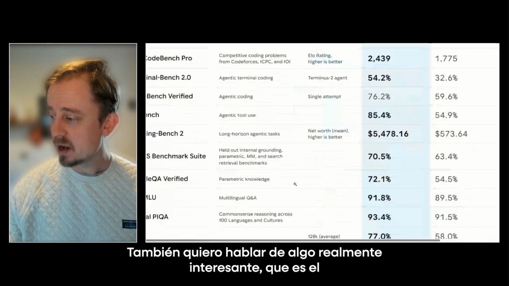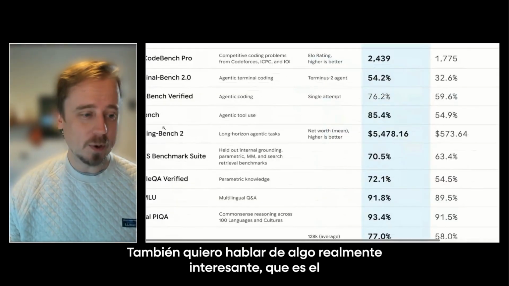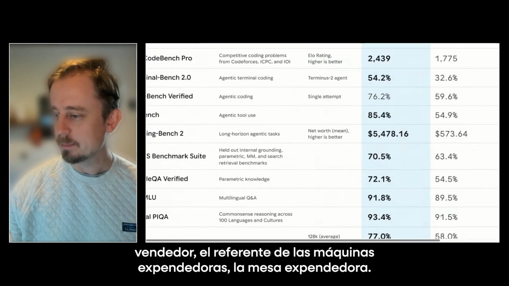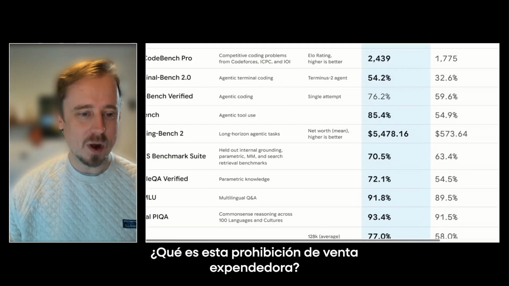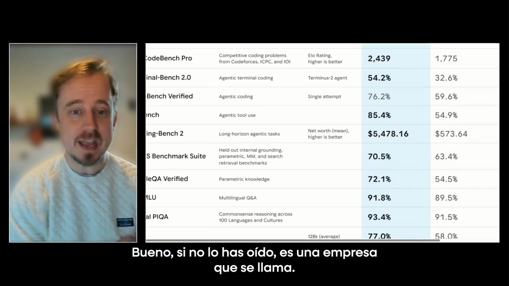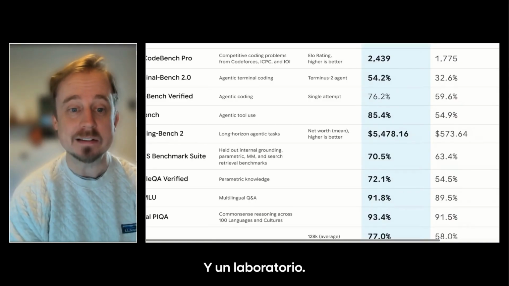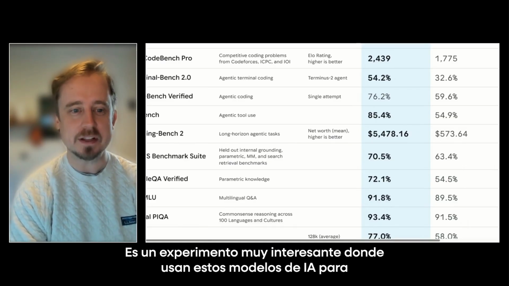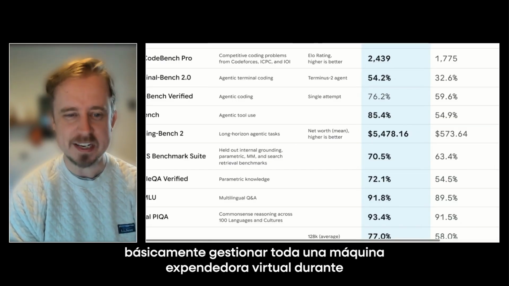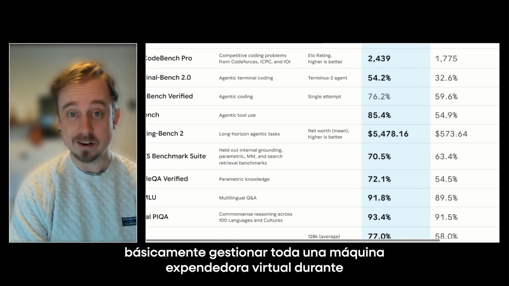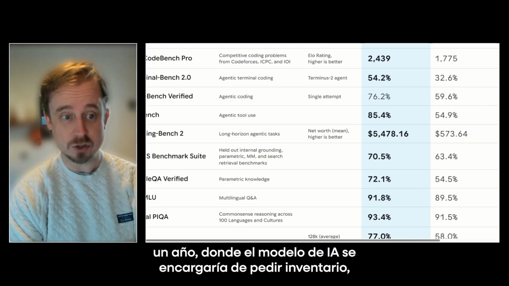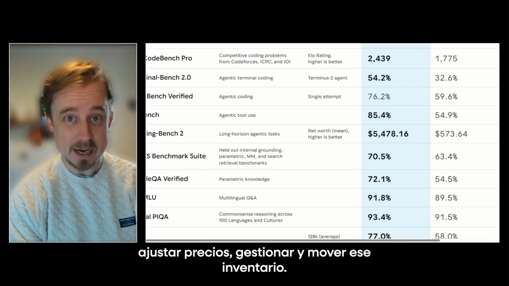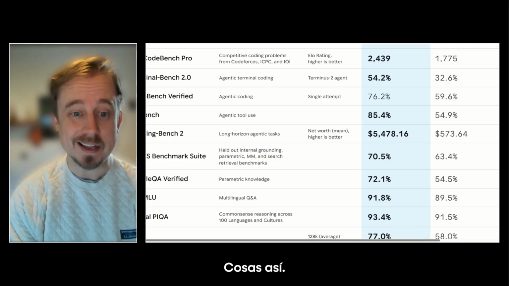I also want to talk about something really cool, which is the Vending Bench. What is this Vending Bench? Well, if you haven't heard about it, it's from this company called Andon Labs. It's a really cool experiment where they use these AI models to run a whole virtual vending machine for a year, where the AI model is in charge of ordering inventory, adjusting prices, and managing and moving that inventory, things like that.